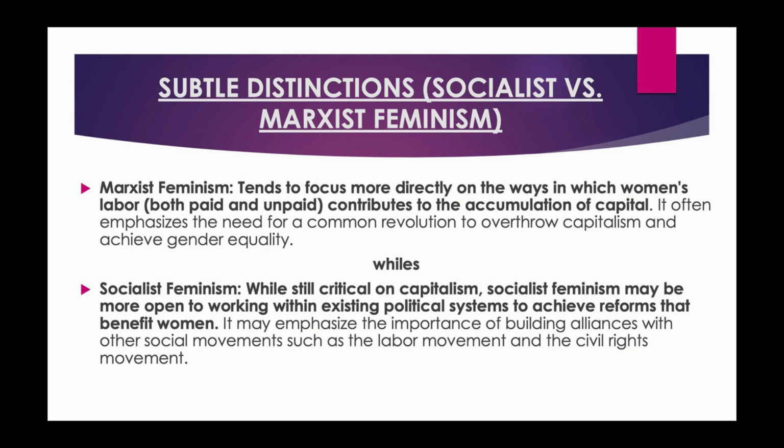Now, let's look at a subtle distinction between socialist and Marxist feminism. This is the slight difference between the two. Marxist feminism tends to focus more directly on the ways in which women's labor, both paid and unpaid, contributes to the accumulation of capital, while socialist feminism is still critical of capitalism. Socialist feminism may be more open to working within the existing political system to achieve reforms that benefit women. It may emphasize the importance of building alliances with other social movements such as the labor movement and the civil rights movement.